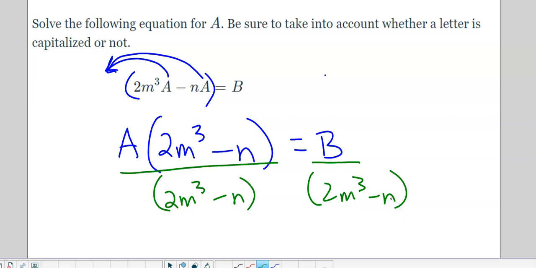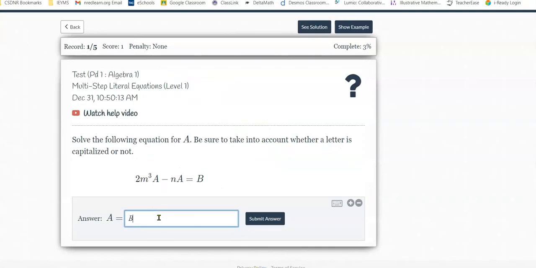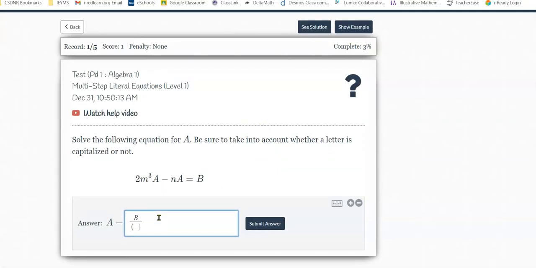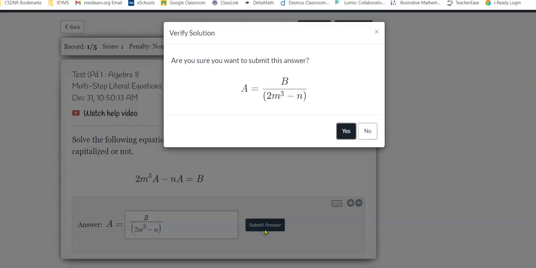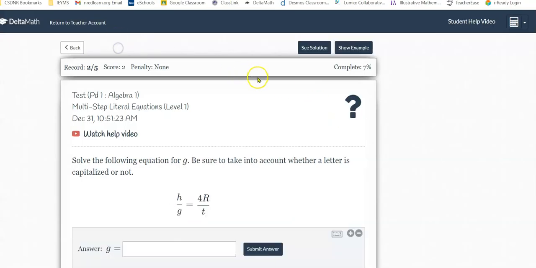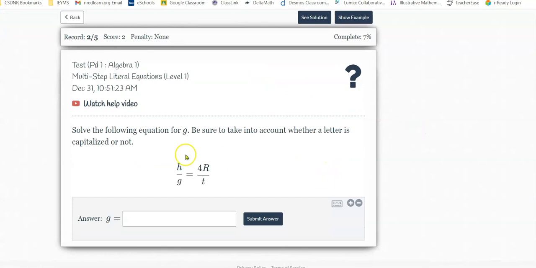Not too bad, but it is reviewing this new technique for you, which is factoring, and that is likely how the question will be asked. So capital B divided by the quantity 2m cubed minus n. There we go. 2m cubed minus n. Yes. I like it.